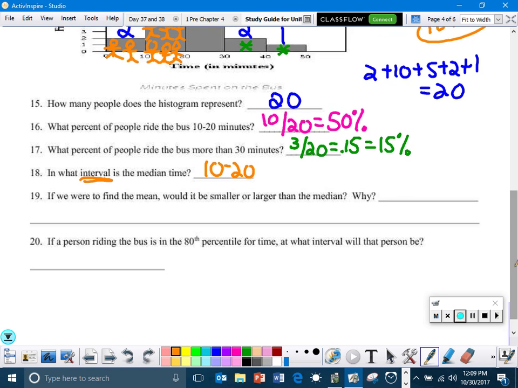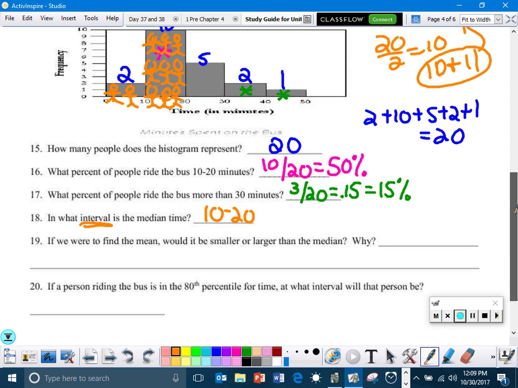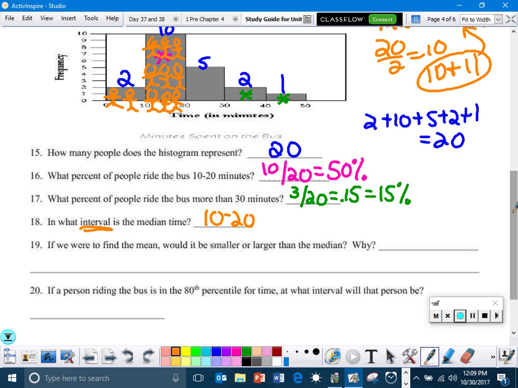If you were to find the mean, would it be smaller or larger than the median? Okay, here we go again. So we're going to look at which way it is skewed. If I do this, I notice it's being stretched to the right. So it's going to be to the right. Why?